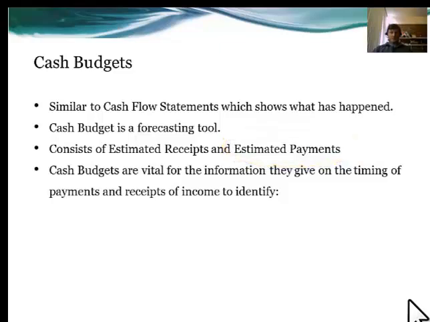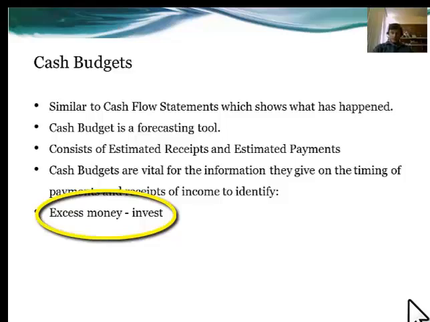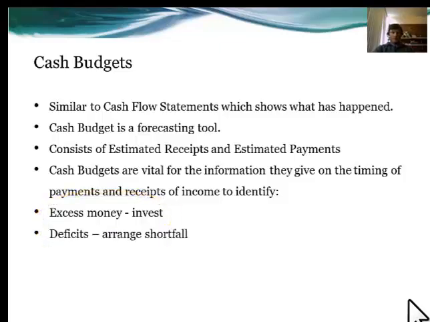Now, cash budgets are vital for the information they give on the timing of payments and the receipts of income, which will be there to identify when we have excess money to invest. This is important, so we put our money to work. Commonly, if you leave money in your normal check account, your operating account, the business might only get, say, 1% or less than 1% interest. So put it to work, put it in the term deposit, buy a new asset, or do something else with it where you can get more income from it.